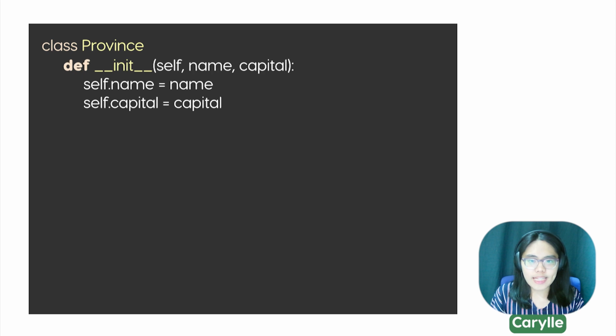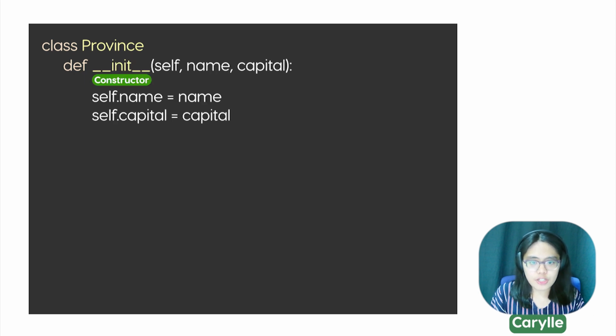Let's go and apply this into actual code. First, we make a blueprint by defining a new class using the class keyword. Then, we define and initialize attributes for objects in this class. For this, we need to use the init method. This special method is called the constructor. It gets called when you create a new object from the class. The self parameter refers to the instance of the class and is automatically passed when calling this method.